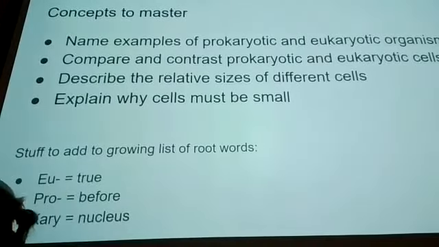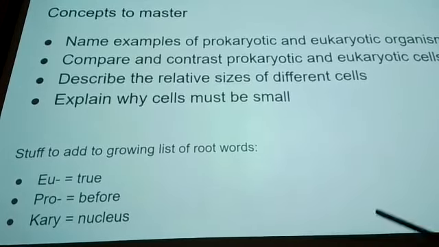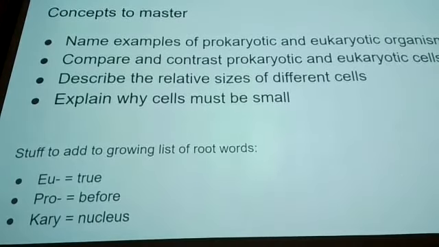Okay, so these are the things that you're going to want to know. Some examples of prokaryotic and eukaryotic organisms. You maybe can already check that one off your list of things to do. Compare and contrast prokaryotic and eukaryotic cells. How are the size differences among these things, and why are cells usually little?